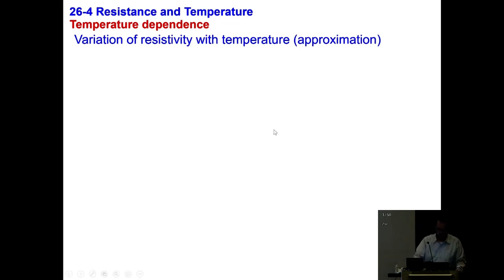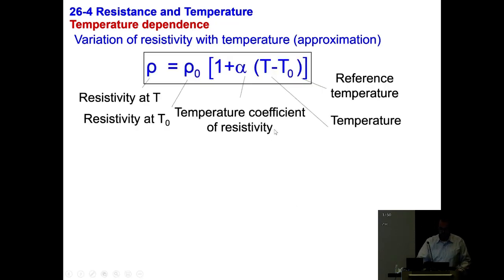Okay? And the equation we have is a new equation. It says the resistivity at a certain temperature T, this is in Kelvin, is equal to the resistivity at an initial temperature T0, usually we take it to be room temperature, but not necessarily, times 1 plus alpha (T minus T0). Alpha is what we call the temperature coefficient of resistivity. This is different from one material to another. And T minus T0 is the final temperature minus the initial temperature.